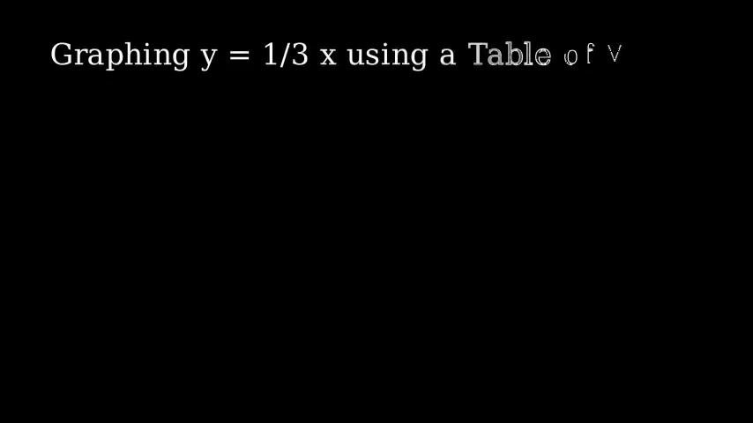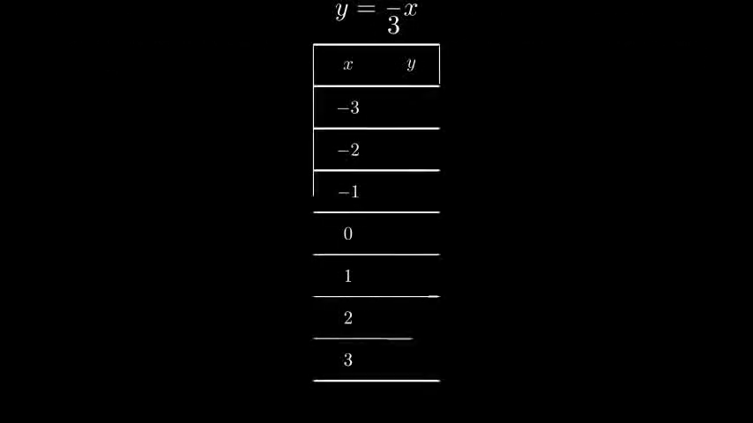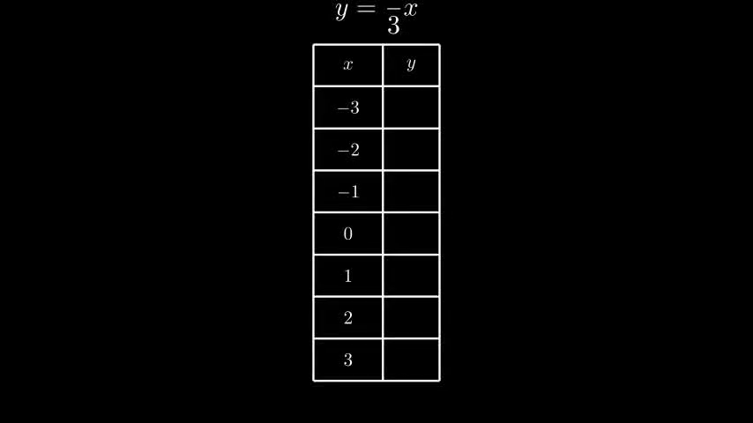Today we'll learn how to graph the equation y equals 1/3 x using a table of values. Let's start by writing our equation. The first step is to create a table of values. We'll choose x values from -3 to +3 and calculate the corresponding y values by plugging each x value into our equation. Let's fill in our y values one by one.